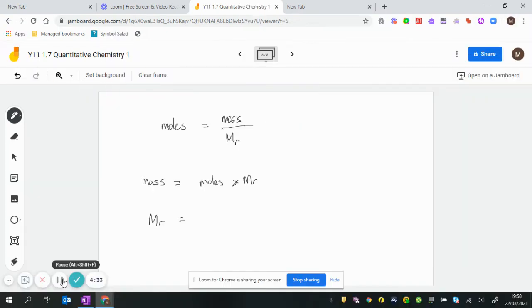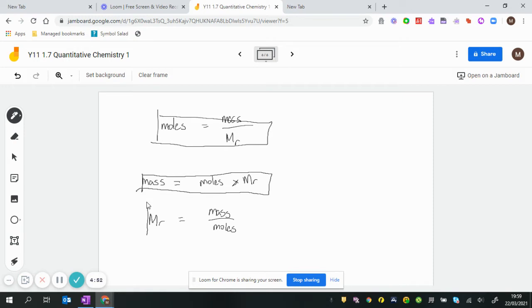So you should have got mass is equal to moles times MR, and MR is equal to mass divided by moles. Now, either you can learn those, because you do need to use all 3 of them, or you can just rearrange them as you go. I know some of you might like using formula triangles. I'm resisting a formula triangle.